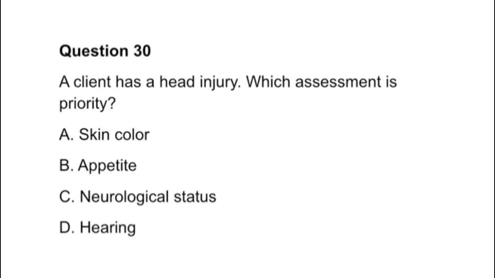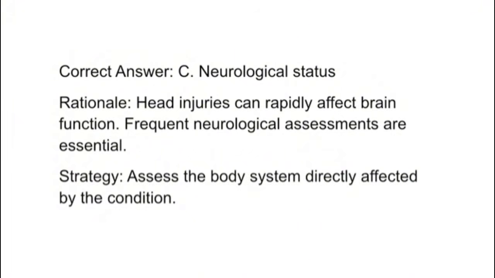Question 30. A client has a head injury. Which assessment is priority? A. Skin color. B. Appetite. C. Neurological status. D. Hearing. Correct answer: C. Neurological status. Rationale: head injuries can rapidly affect brain function.